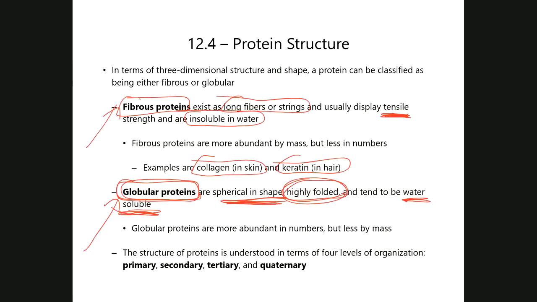If you look in the human body, globular proteins are the most abundant in terms of numbers. So there are many more globular proteins in the human body than fibrous proteins. But the total mass of the globular proteins is far less than that of the fibrous proteins. As I started to talk about, there are different layers or levels of organization of protein structure, what we call primary, secondary, tertiary, and quaternary. So we're now going to start defining these different levels.